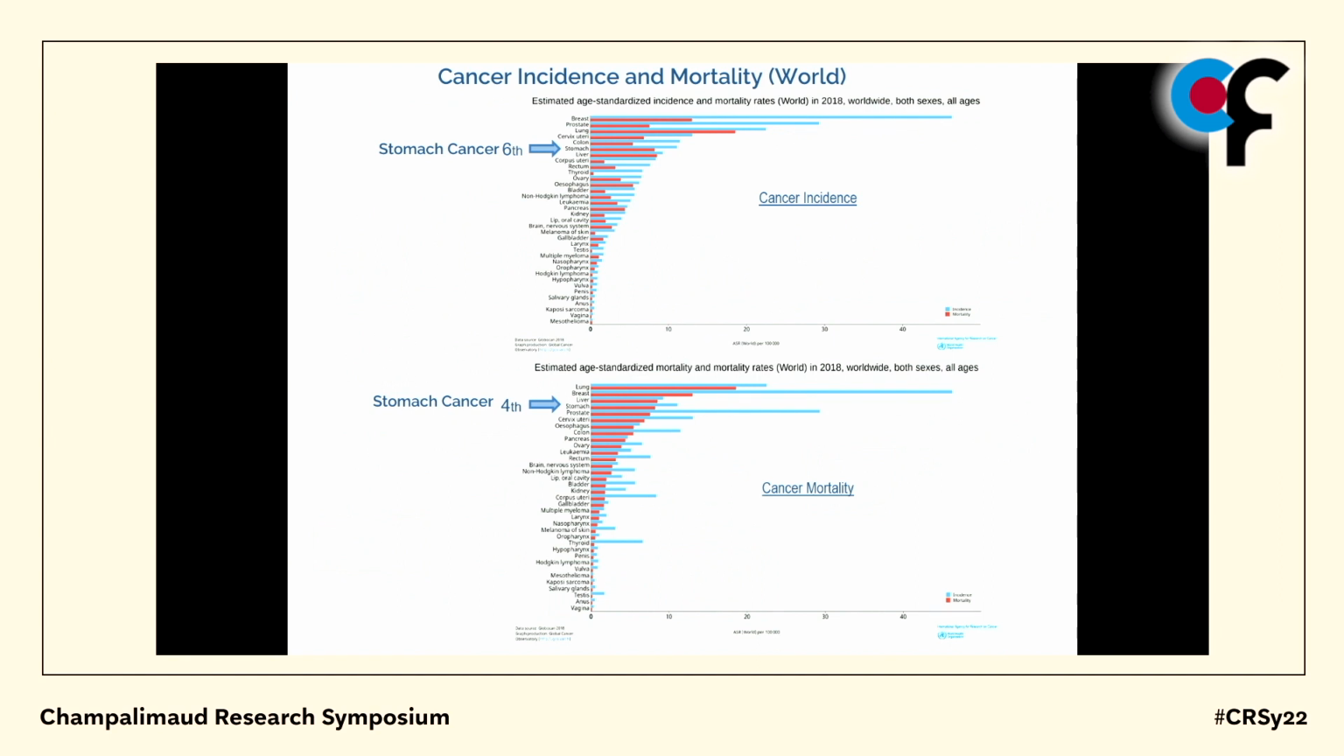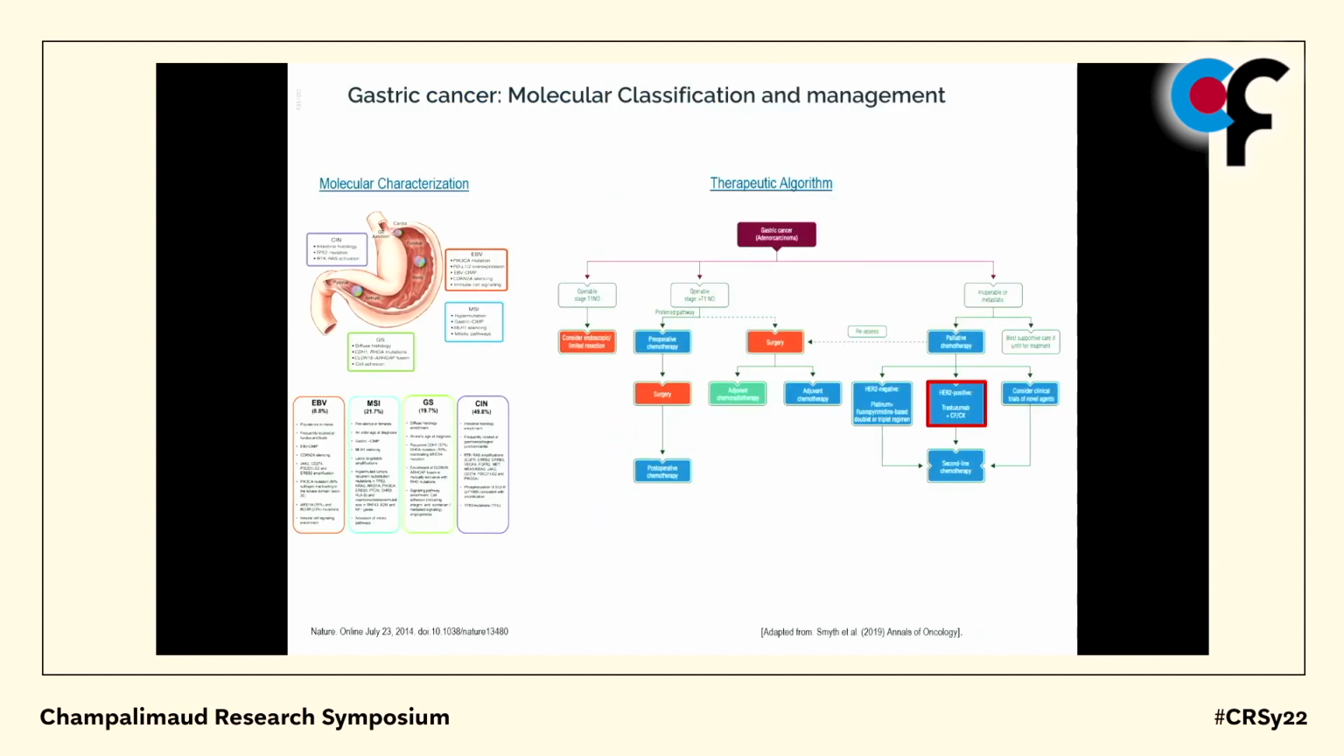So the model that we have studied and that I'm going to present today is gastric cancer, which is a highly incident tumor in the world. Not only is it the sixth in incidence, but it also has high mortality. And as you all know, it's quite a heterogeneous tumor, and molecularly there are several subtypes of gastric carcinomas. And the therapeutic approach follows several strategies depending on the progression of the disease.